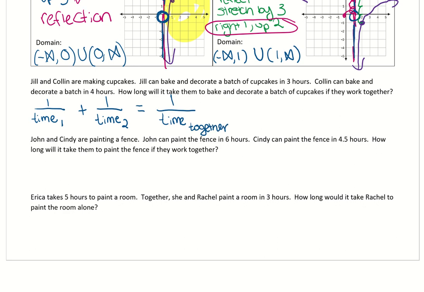So let's read this problem and we're going to apply this formula. So Jill and Colin are making cupcakes. Jill can bake and decorate a batch in 3 hours. Colin can do it in 4 hours. How much time will it take them if they work together? So do we know the time of the first person? Do we know how long it takes Jill to decorate her cupcakes? Yeah, we do. Do we know the time it takes Colin to decorate his cupcakes? Yes, we do. Do we know how long it takes them to bake together? No, that's what we want to find out. So this is going to be our unknown.